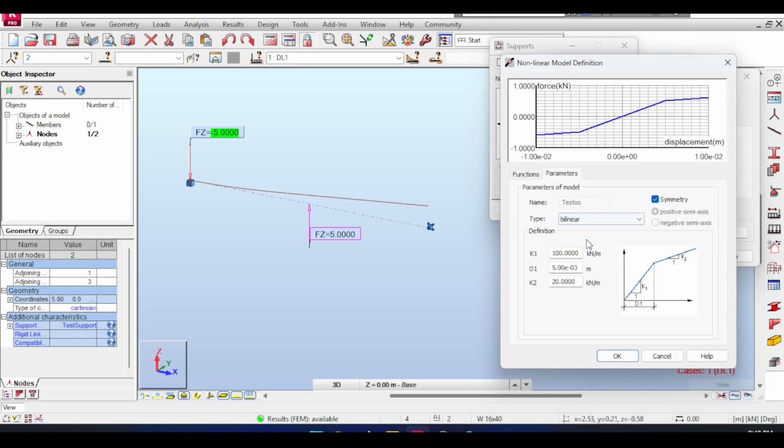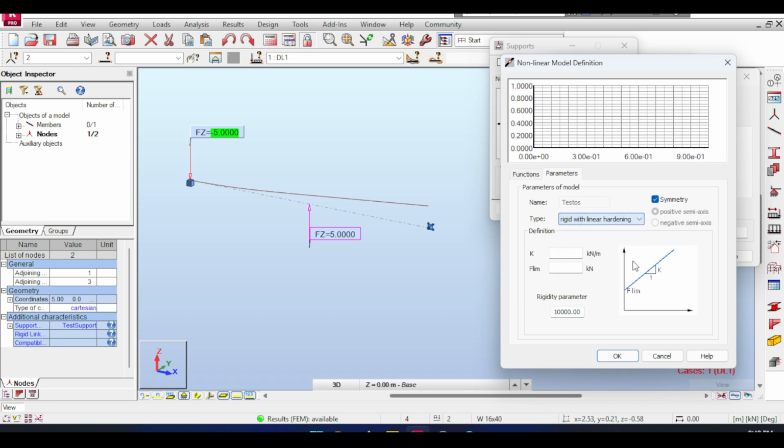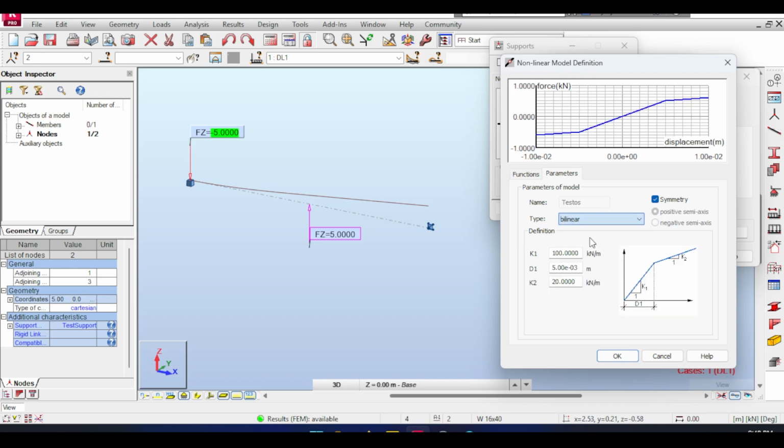You can choose bilinear, which is what I want to choose. You can choose rigid with hardening. You can choose all. Of course, those are complicated words for a simple thing. It just tells you what the definition is. You can see a graph with the values that define the graph. For example, here, this is almost concrete and perfectly plastic. Oh, that's nice. I'll go for bilinear, which is the simplest of the nonlinear models.